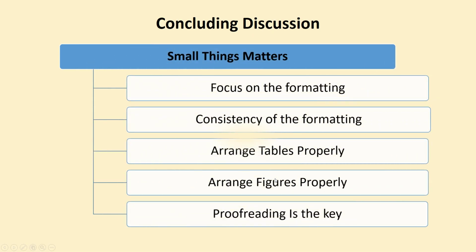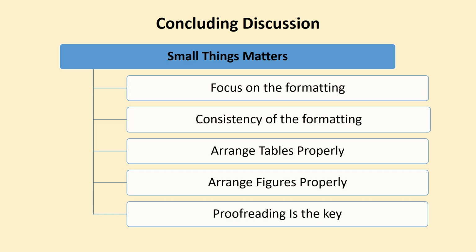Concluding discussion. For today's discussion, one thing is very important that I would like to say here: small things matter. Small things matter. Many a time big things don't matter, but small things matter. And the same thing applies here in the research proposal. You may have developed a very good research proposal which is very sound, very researchable and should have very good outcomes, but you have to focus on formatting, that is, how you have formatted your research proposal.